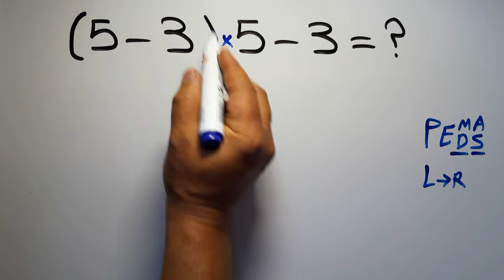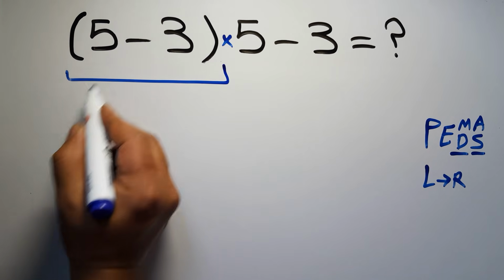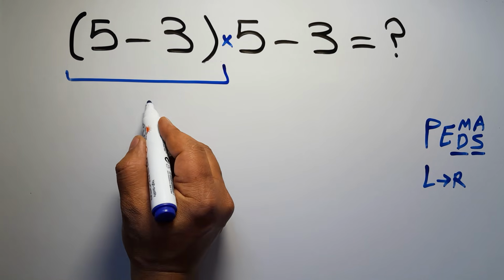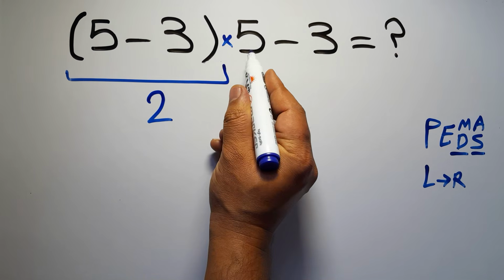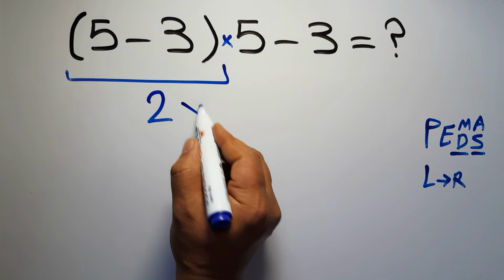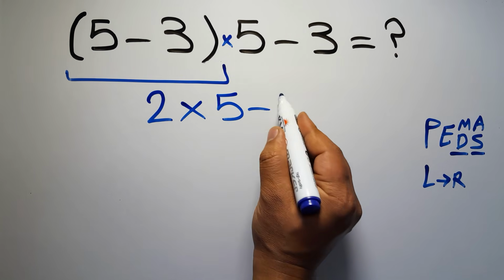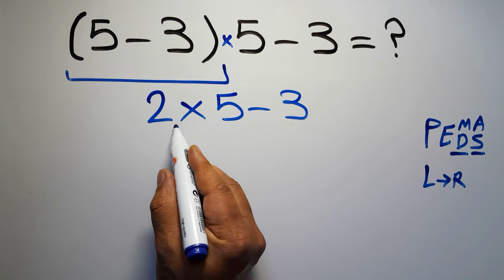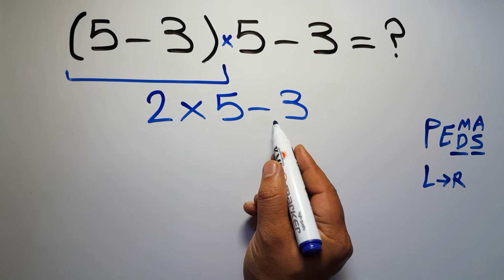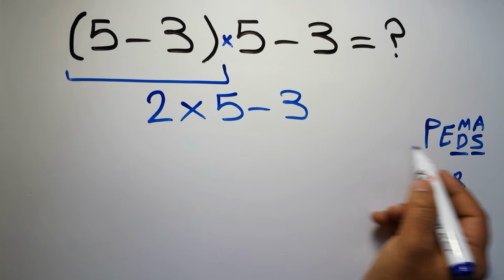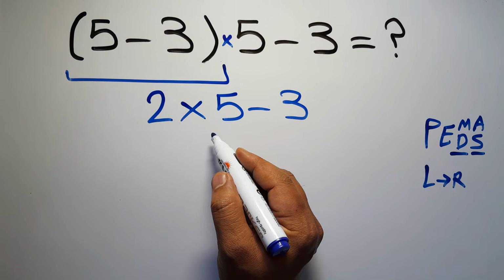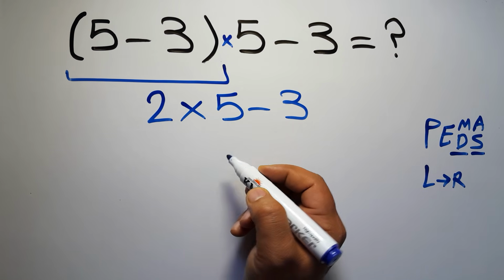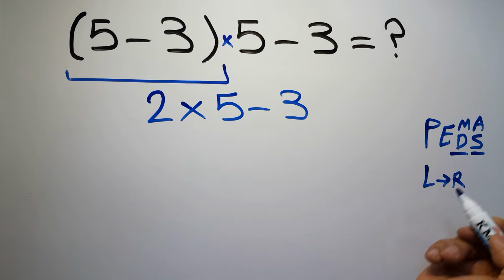So first we have to do this parentheses. Inside this parentheses we have 5 minus 3, which equals 2. So 2 times 5 minus 3. Now we have one multiplication and one subtraction. According to the PEMDAS, multiplication has higher priority than subtraction, because multiplication comes before subtraction.